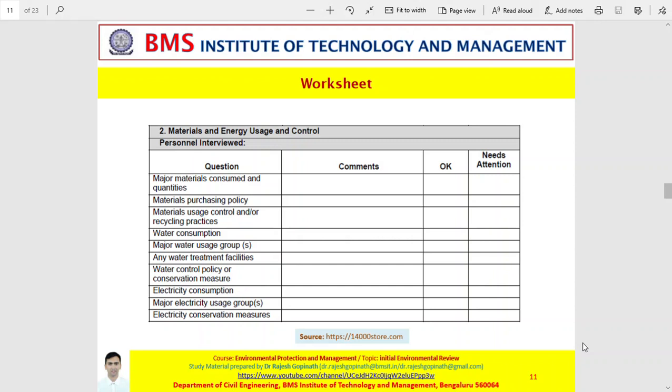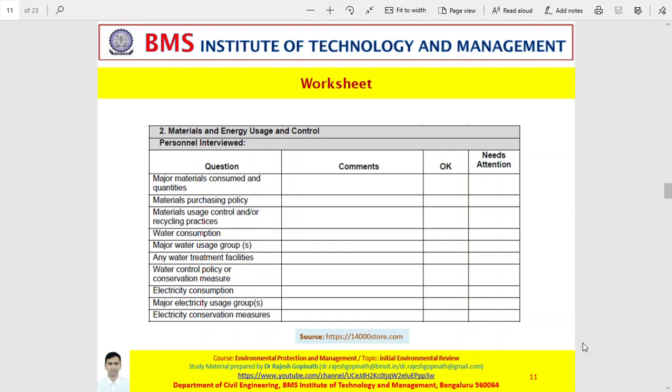This part of the worksheet basically is aided by inventories, purchasing records, consumption records, bills which have been paid. Okay, so what is the data that we are looking at here? We are looking at information such as what materials are being purchased, how they are being consumed, what is a quantitative assessment for the material which has come to the organization. Okay, now what are the practices within the organization with respect to usage control or housekeeping or recycling?